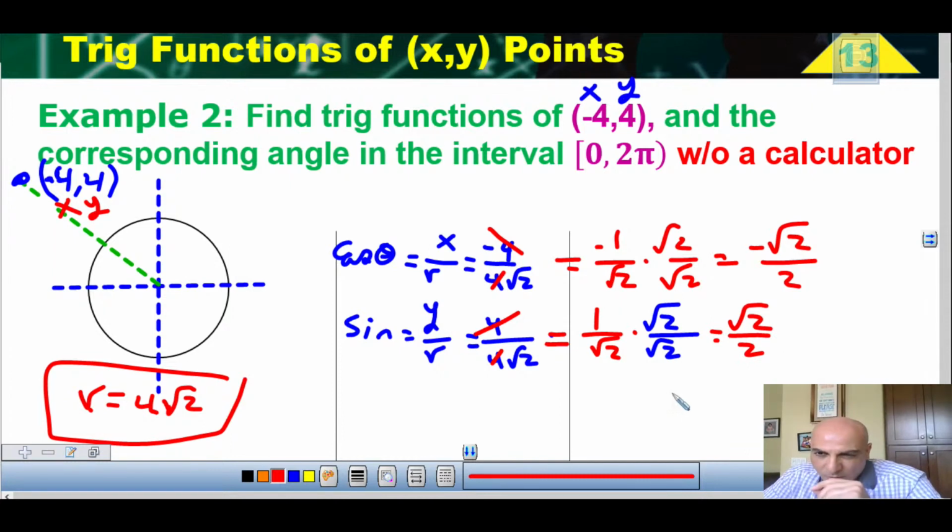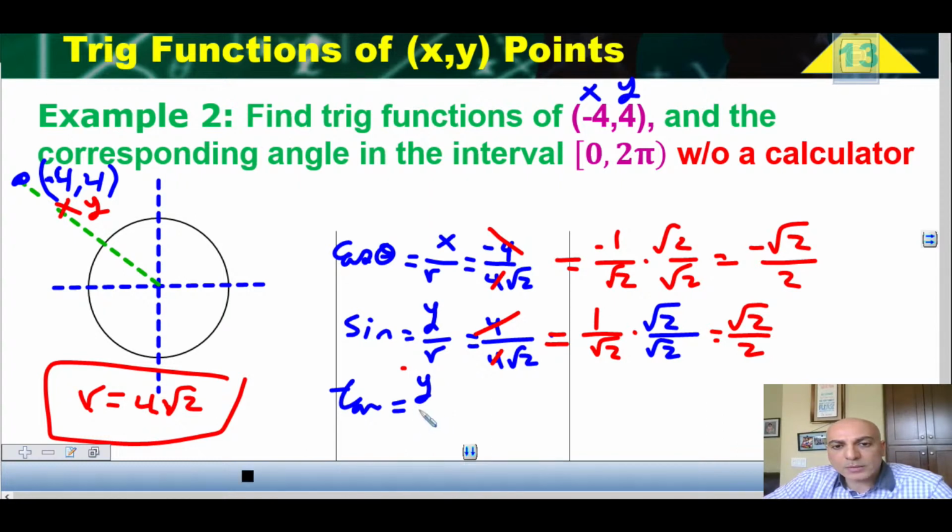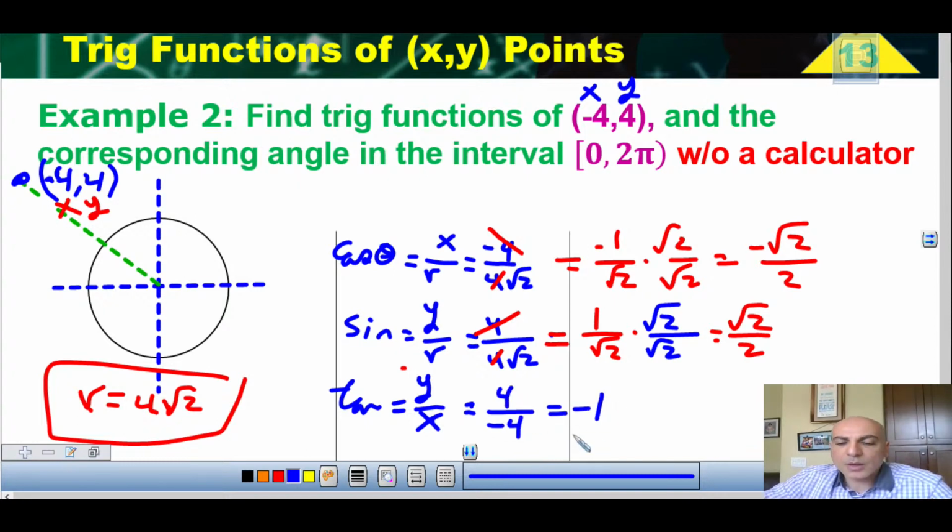Interesting. So there's something going on here. There is an angle that has a cosine of negative square root of 2 over 2 and a sine of square root of 2 over 2. Interesting. Okay. Tangent of that angle is y over x. My y is 4, x is -4. Well, that's a -1. So I am looking at a point that has a cosine of negative square root of 2 over 2 and a sine of square root of 2 over 2.